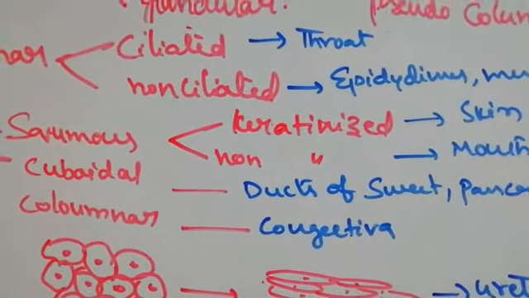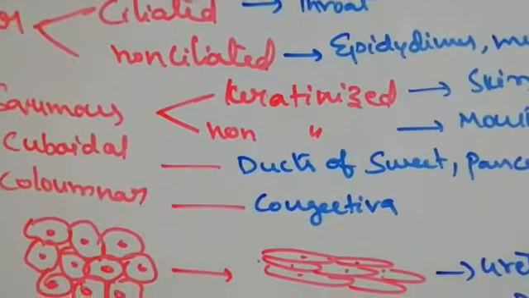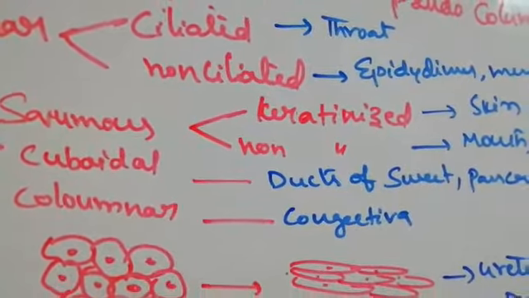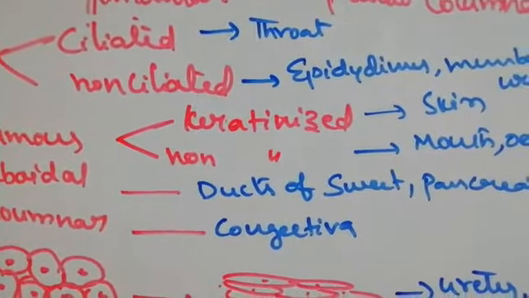Ciliated is generally present in the throat and trachea, where it removes the dust. Non-ciliated is located in the male reproductive organs like the epididymis, membranous urethra, and urinary urethra.